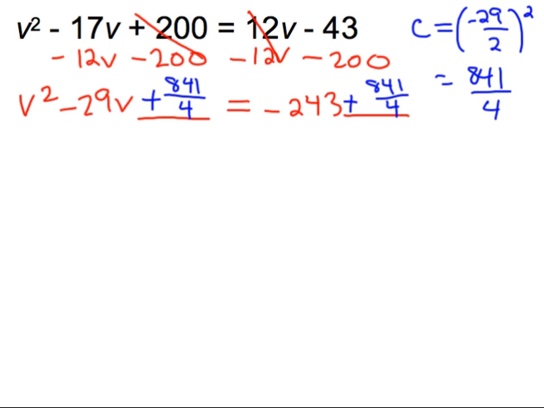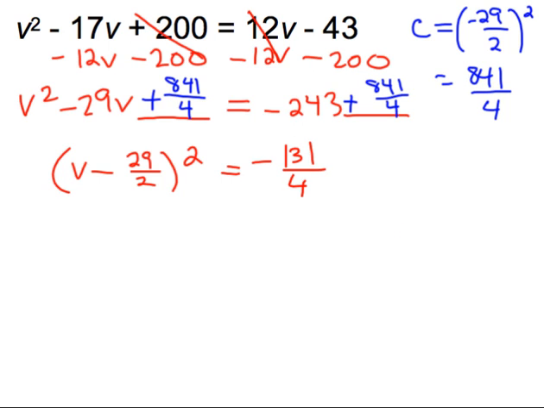Okay, so now I'm going to write this as the binomial squared, which will be v minus, and remember it's what we had in c before we squared it, so it'll be 29 halves squared. This whole thing is equal to this. Now we have to do some addition. Negative 131 over 4. That's what this math works out to be.